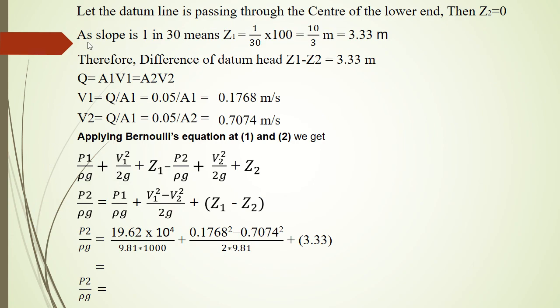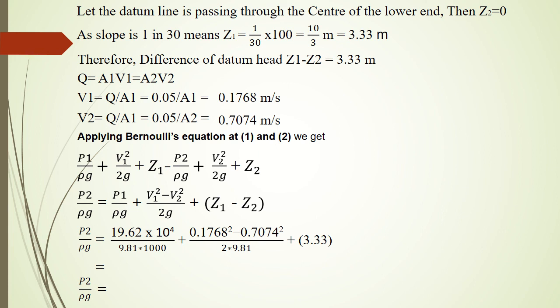How do you find out Z1? Here you can calculate, as the slope is 1 in 30. Z1 is equal to 1 by 30 into the length of the pipe. That will become 10 by 3, which is 3.3 meters. So it is going to be 3.3 meter. Therefore you can say the difference of datum head, Z1 minus Z2, is equal to 3.3 meter. Again, it is a routine practice.